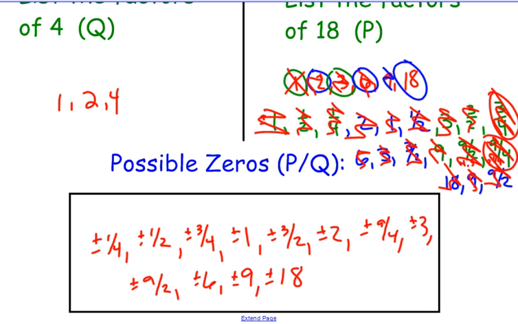This is a long one, right? I have 1, 2, 3, 4, 5, 6, 7, 8, 9, 10, 11. I have 12 times 2 because of the plus or minus. I have 24 options here. That's a lot of options to try. It'd be really mean for me to give you one like this in a test. Those are my options for what my roots are.